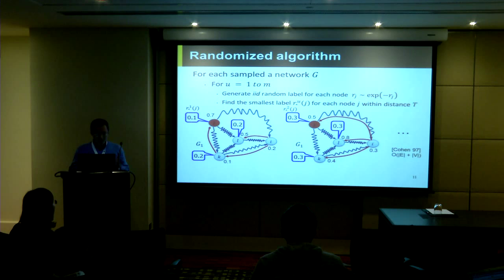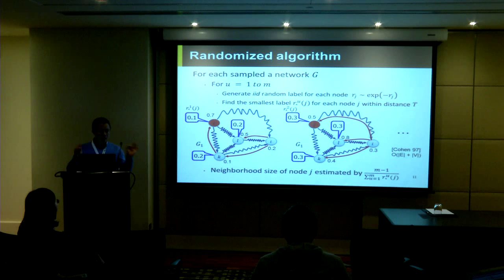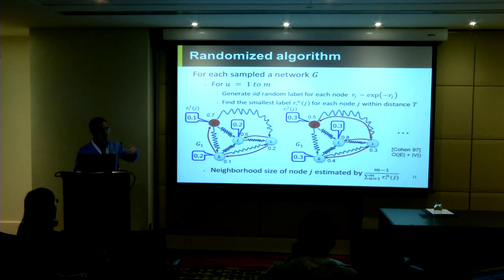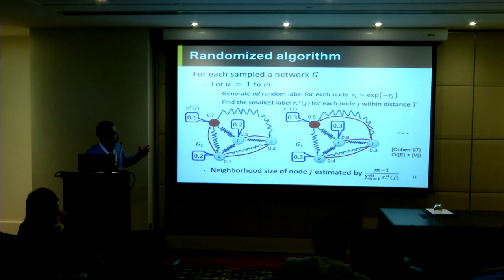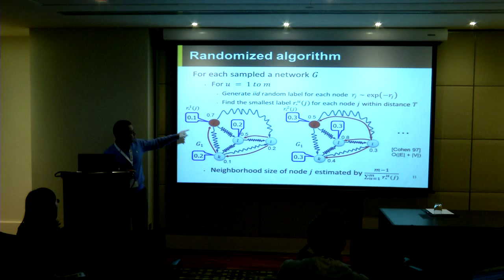So in the end, magically, you can estimate the size of the neighborhood, the number of nodes a particular node can reach, by using the formula at the bottom over there. So suppose you draw m sets of random numbers. The number of nodes j can reach within distance t can be estimated as m minus 1 over the summation of these smallest random labels. So in this particular case, suppose we just have two sets of random labels, then it's going to be 2 minus 1 over the summation from u equals 1 to 2, so 0.1 plus 0.3. Okay, that's going to be the estimator.